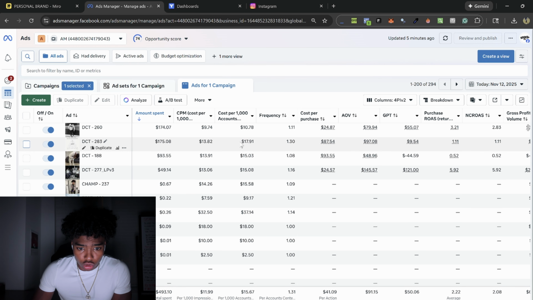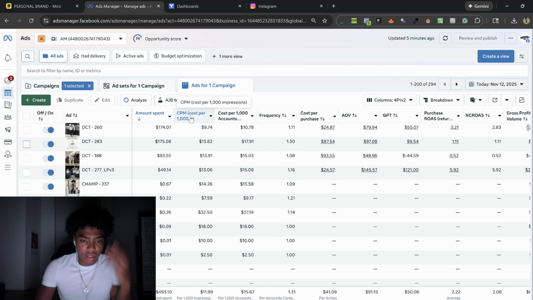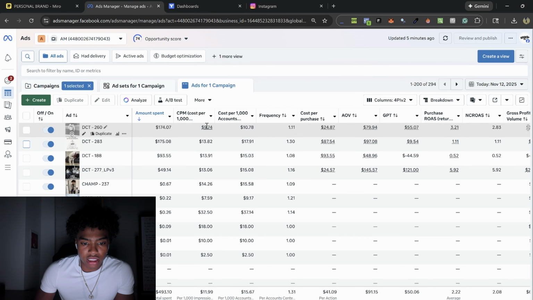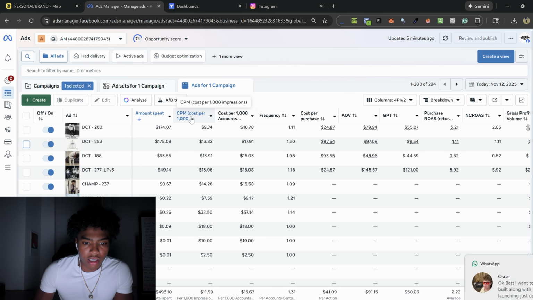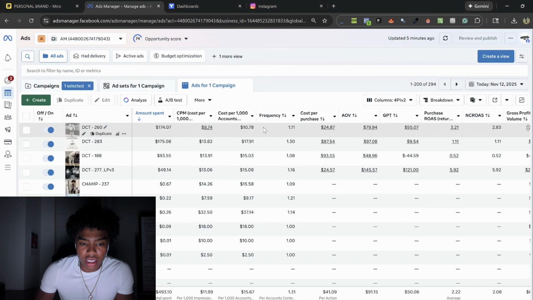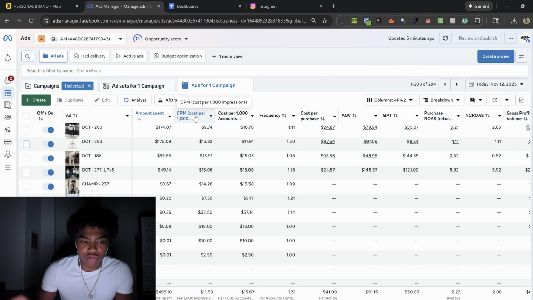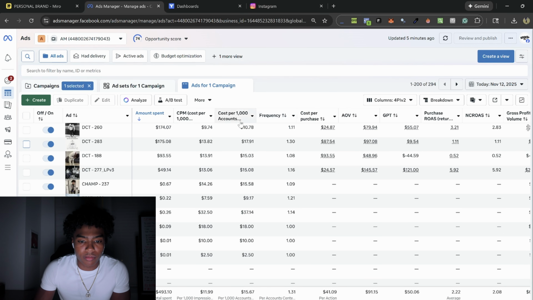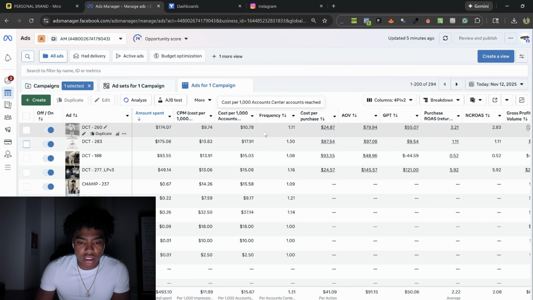And essentially, you can also look at cost per 1,000 accounts center reach. So CPM is cost per 1,000 impressions, and an impression is defined as how many times somebody has seen an ad in total, right? It counts for the same person. Like a person can have 4 impressions, but cost per 1,000 accounts center reach is essentially unique people, right? So you can see how many net new people you're reaching.